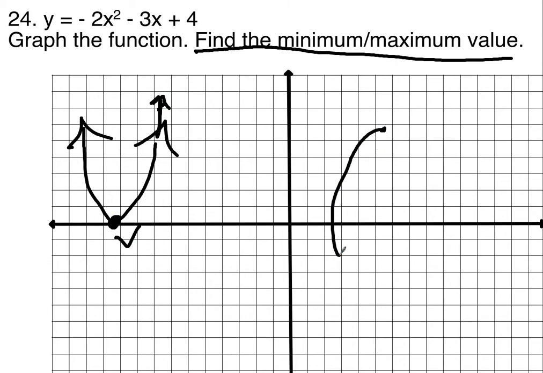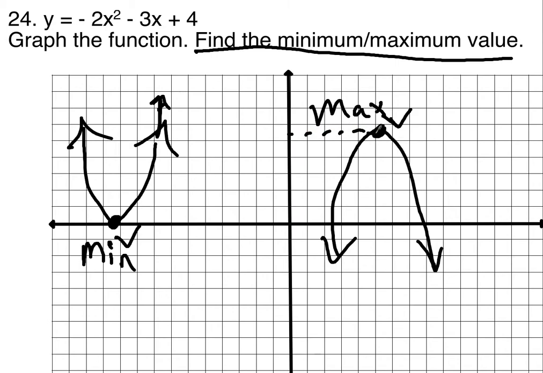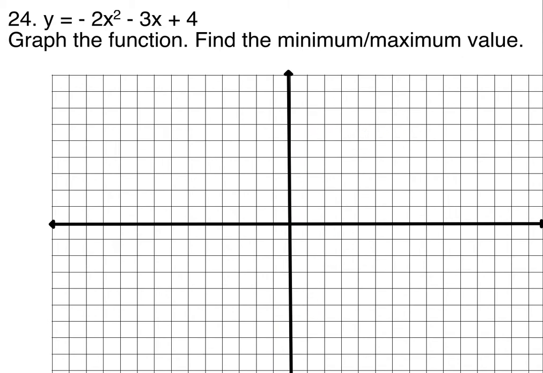If I had a parabola that was shaped like this, and I said find the maximum, it would be here, my vertex again. And the minimum, there is no minimum. So with a parabola, there's either a maximum value or a minimum value. And that point is always the vertex. So when they ask you to find the maximum or minimum value, they're saying find the y value of the vertex. So that's what we're going to do.